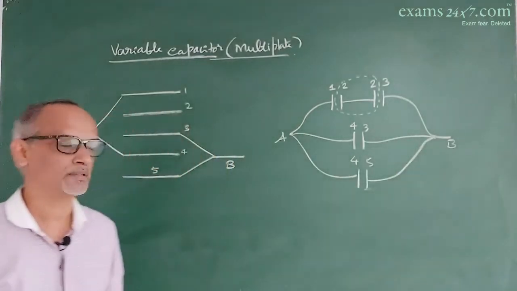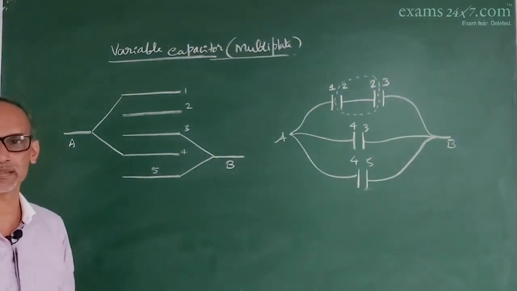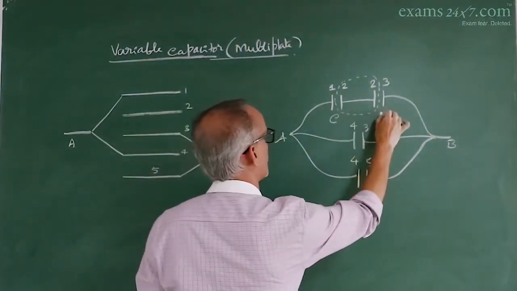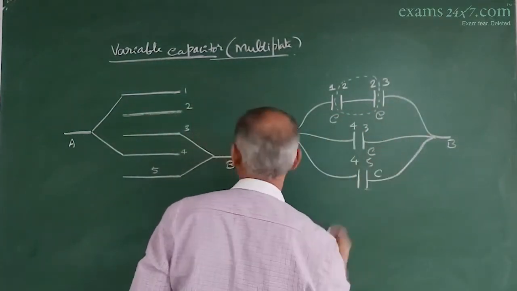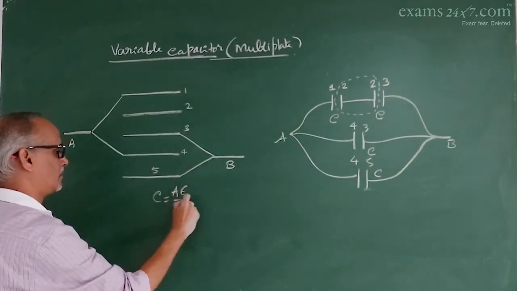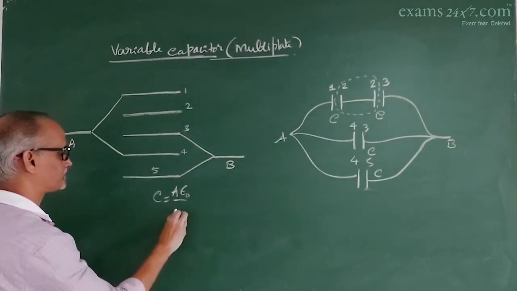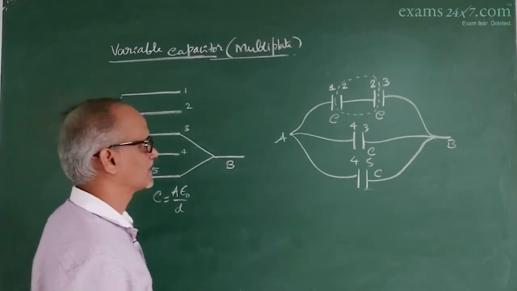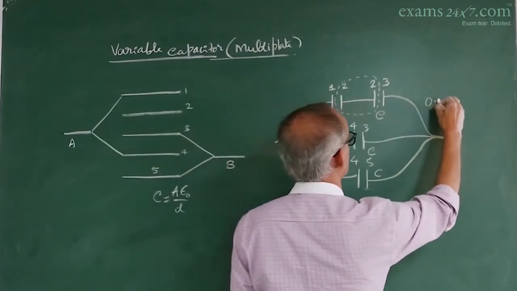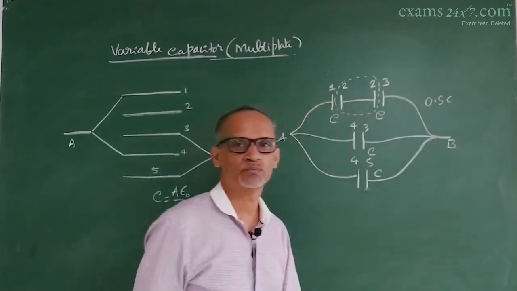So, now you can see there are a total of 4 capacitors in this arrangement. So, what is the effective capacity? This is C, C, C and C, and let us assume that C is equal to A epsilon naught by D. So what is the effective capacitance of C and C in series? That becomes C by 2, 0.5 C.